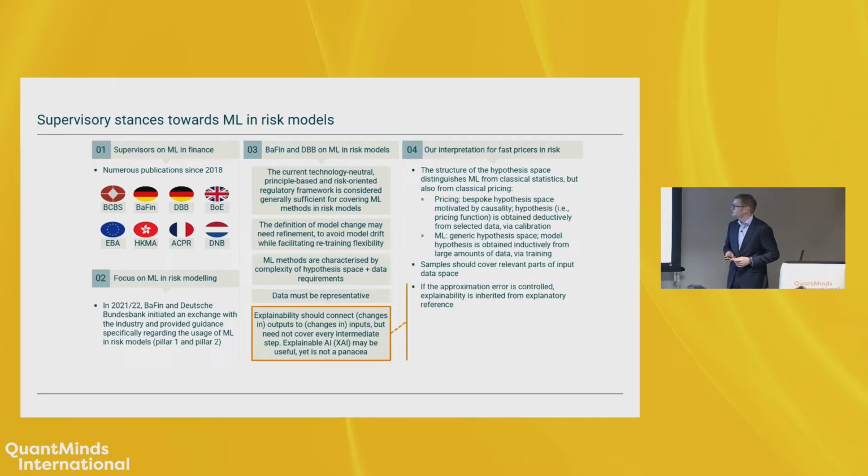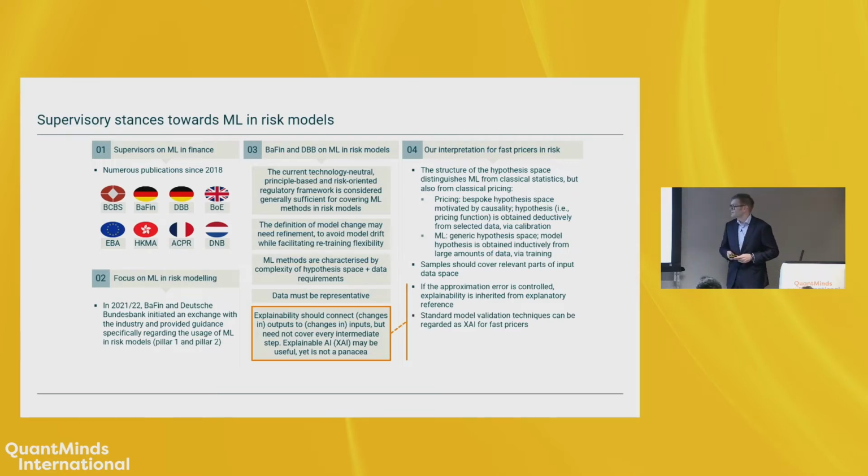Now explainability. In this specific context, I would say it's important to control the approximation error. And if you're able to do that, either mathematically or just in terms of a suitable control process, then explainability in some sense is inherited from your explanatory reference model. So it's, I would think, a way to convince supervisors that explainability is guaranteed. Like if you can say, okay, I have a process in place which monitors my machine learning method on an ongoing daily basis, what can possibly go wrong? That's maybe a way of reasoning here.